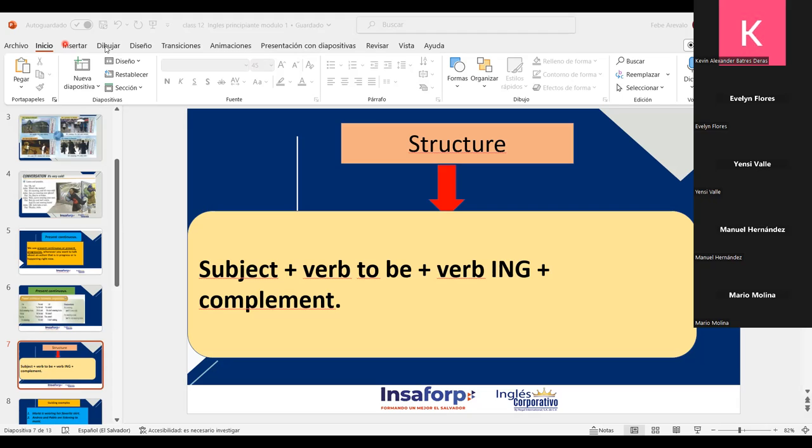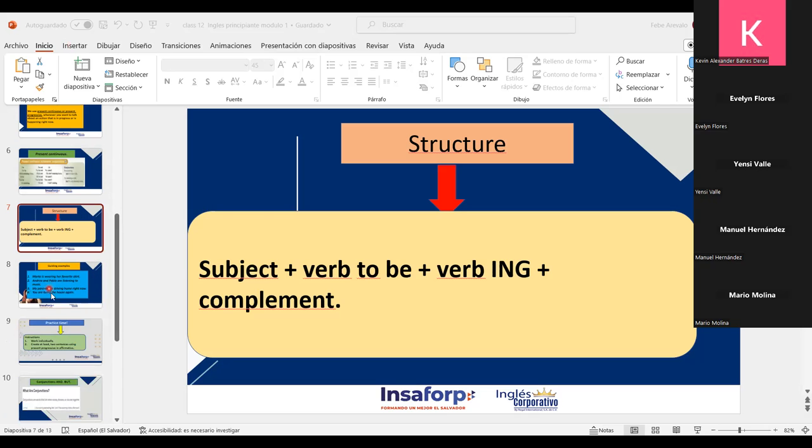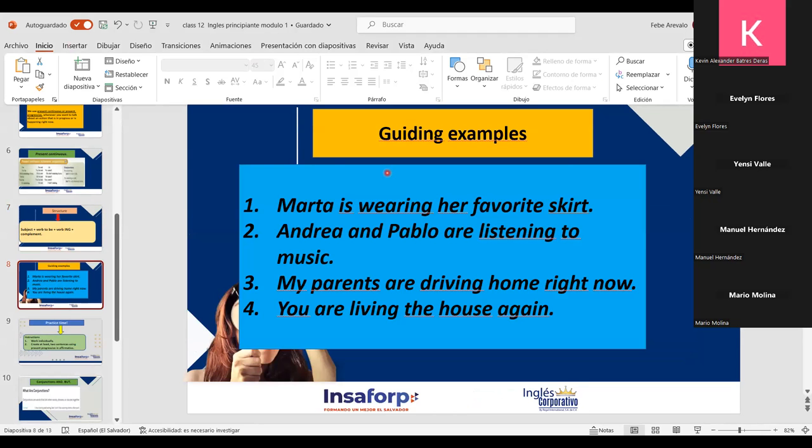Okay, do we have any questions about this one? Comments? If not, should I move on? Okay, let's move on then. Guiding examples. Let's listen to Mario Molina. Example number one, example number two. Action. Marta is wearing her favorite skirt. Andrea and Pablo are listening to music. Perfect, thank you.